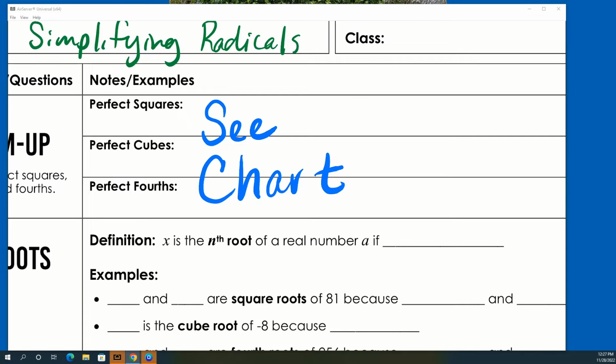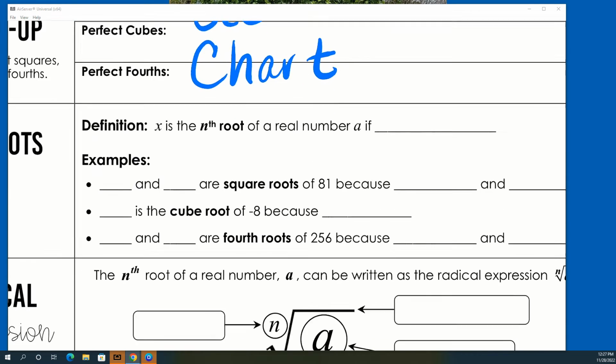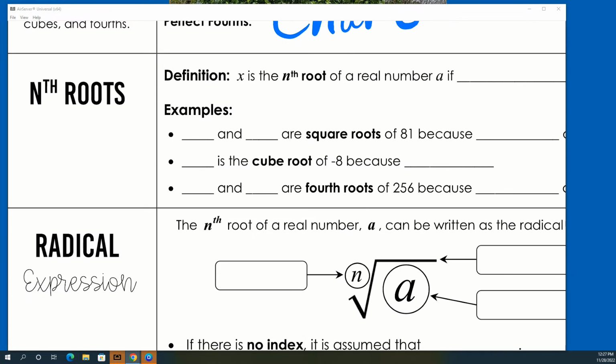Okay. So before, we have done all the things we're going to do today with square roots. Now we're still going to do square roots, but we'll also do cube roots and fourth roots. So the definition of a root: if x is the nth root of a real number, then x to the nth is equal to a.